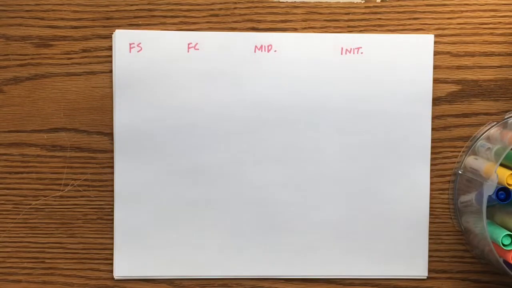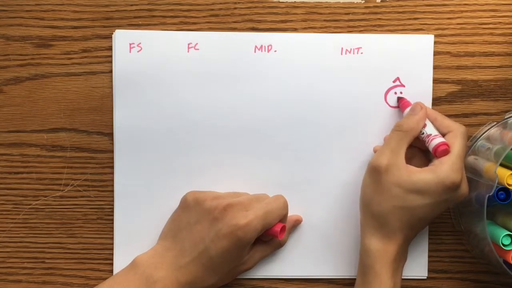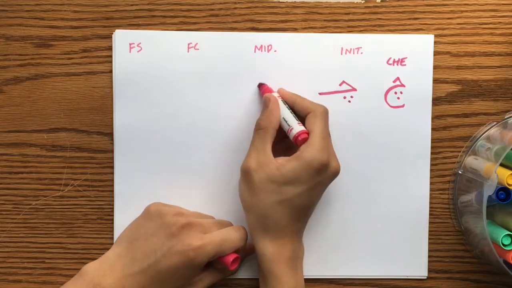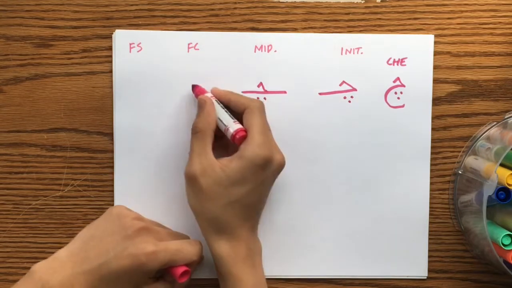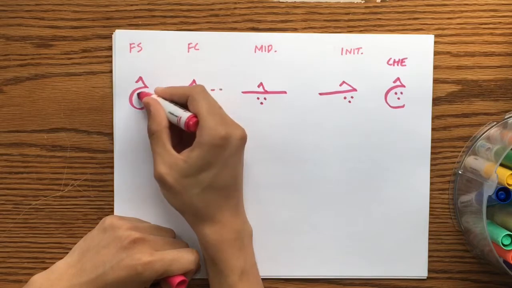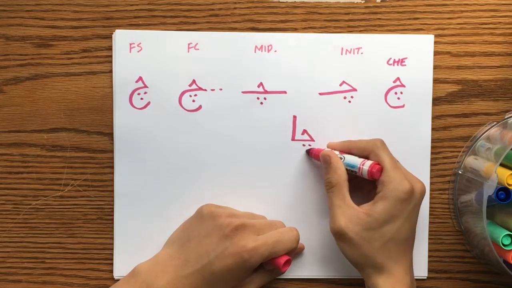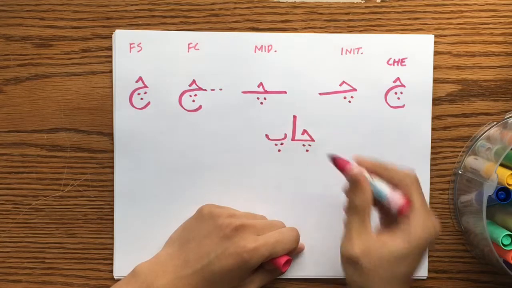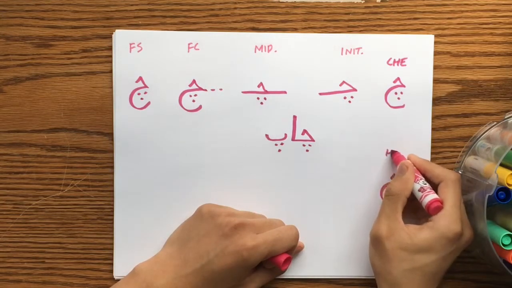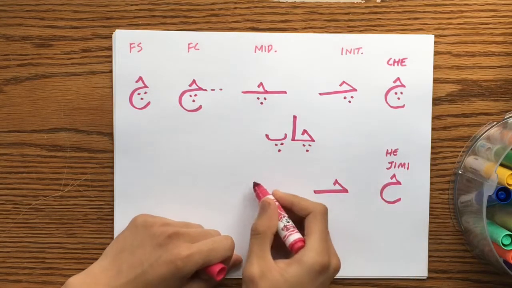All right. Next, we have che, which has the same form as jim, and it makes the ch sound. So everything is the same, except it has 3 dots. So now, you can write the word chop, which means print. Okay, the next one is called hejimi. And this makes the H sound. And then, same thing, except no dots.